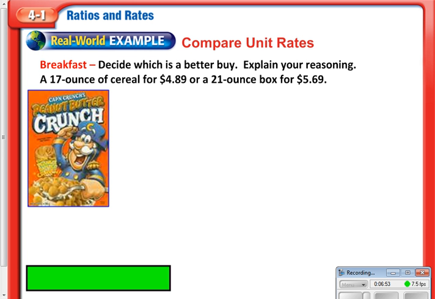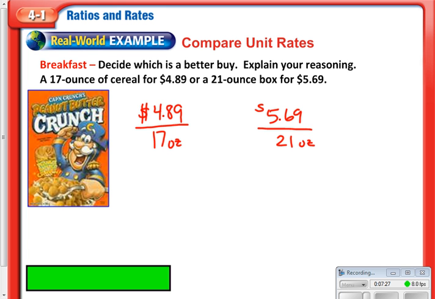A little shopping here for us at breakfast. Decide which is a better buy. Explain your reasoning. A 17-ounce box of cereal for $4.89 or a 21-ounce box for $5.69. So the first box here we have is $4.89, and that's for a 17-ounce box. Our second box is $5.69, and that is a 21-ounce box. So we need to figure out what is a better buy here.